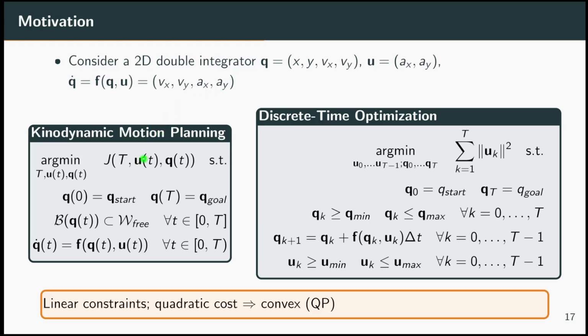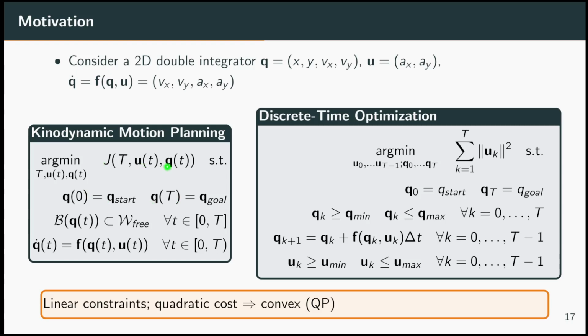And then if you recall, our kinodynamic motion planning problem from, I guess, lecture 1 had the following form. We want to find the sequence of actions, the sequence of states, and also the time horizon to get to the goal. We minimize some sort of cost function. We have the start constraint, the goal constraint. We want to be collision-free, and we want to fulfill our dynamics. And so this one was super generic, right? Because it handles u and q as some sort of functions of t.